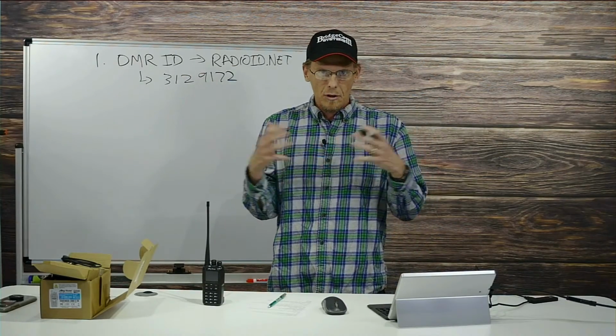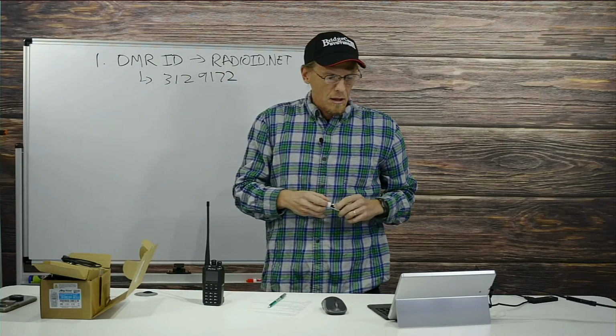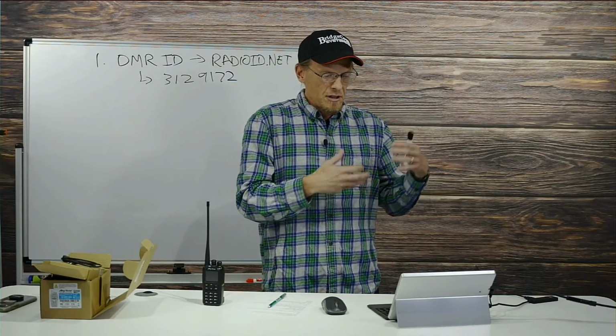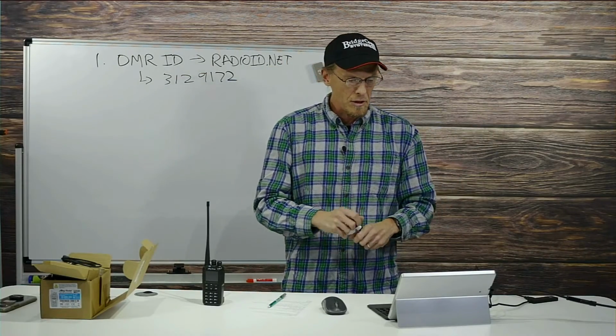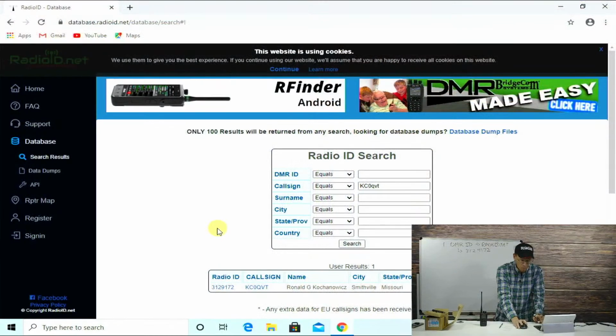That identifies me to the whole world. And further down the road, probably in another live stream, this becomes valuable because it ties you to your call sign and various things that will pop up on a radio. If you make a QSO with somebody, they'll be able to say, that's Ron, he's in Smithville, Missouri, and his call sign is KC0QVT. So it provides the intelligence that goes along with making a QSO. Okay, so now we know the DMR ID.